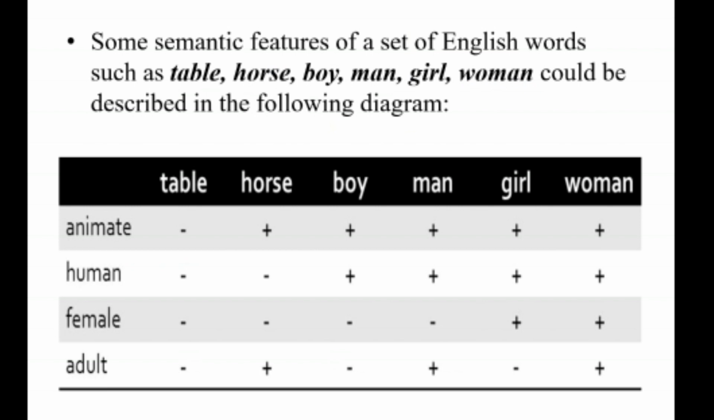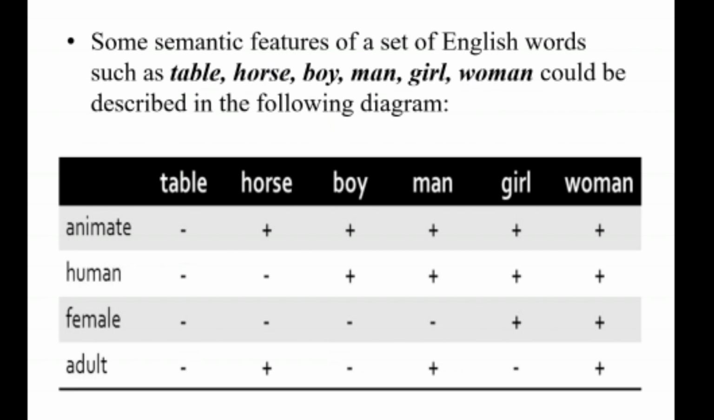So if we say, for example, table, is it an animate? No, then we put minus. Is it a human? No, then we put minus. It's not obviously a female because it's not an animate, nor is it human, then it's minus, and then it's not adult, minus. But if we go to horse, is it an animate, that is to say a living creature?